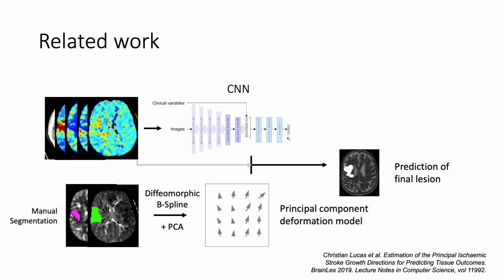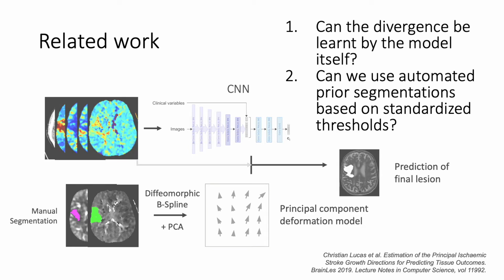Lucas and colleagues have done some work in this direction, as they used a manual segmentation of both the ischemic core and the tissue at risk, from which they derived a deformation model that was modulated by a CNN that had the perfusion images as input, and this modulated deformation model was then used to predict the extent of the final lesion. And this worked very well on a small sample.